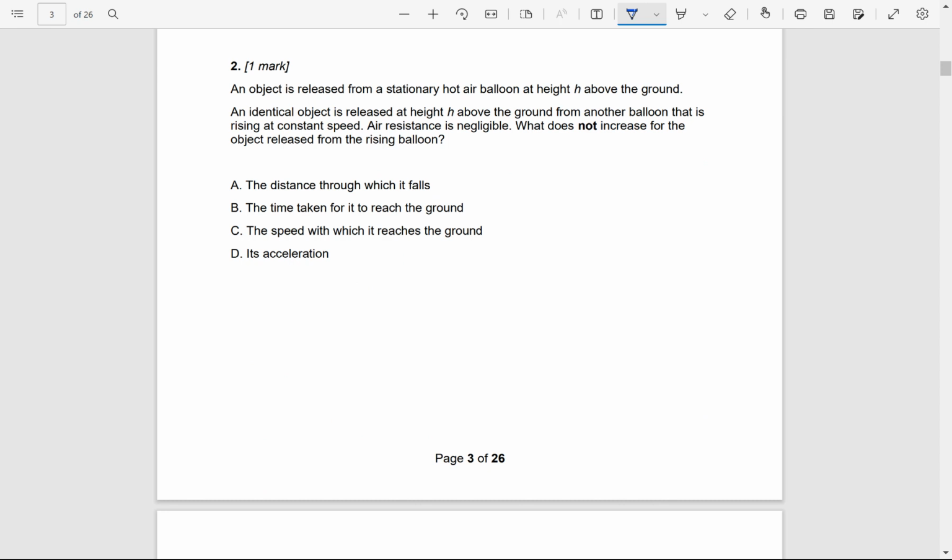Question 2, we have a hot air balloon, and it's at a height h above the ground. So we have a hot air balloon at height h above the ground, and it's stationary, so it has 0 velocity there. We're dropping an object, so the object is released from that position, and then it's going to accelerate due to gravity down towards the ground. Now that's situation 1.